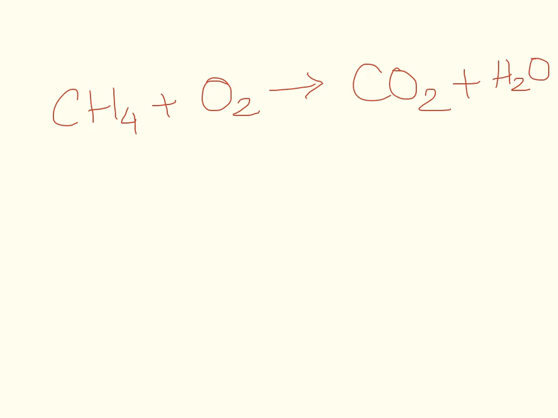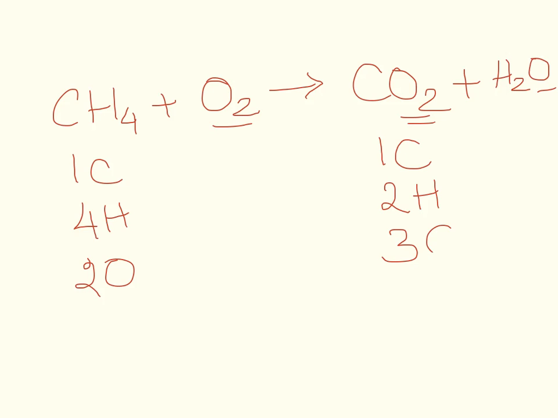So CH4, I'm going to omit the states for now, plus oxygen yields CO2 plus water. Because atoms are not created or destroyed, we want to make sure we have the same number of atoms of an element on both the reactant and product side. So here we have 1 carbon atom on the reactant side, 1 carbon atom on the product side, 4 hydrogen atoms on the reactant side and 2 hydrogen atoms on the product side, 2 oxygen atoms on the reactant side and 3 oxygen atoms on the product side.